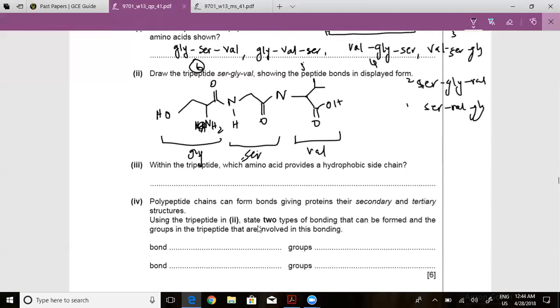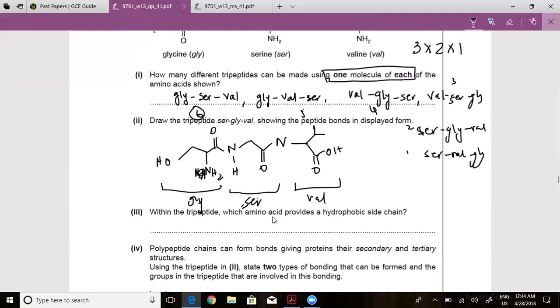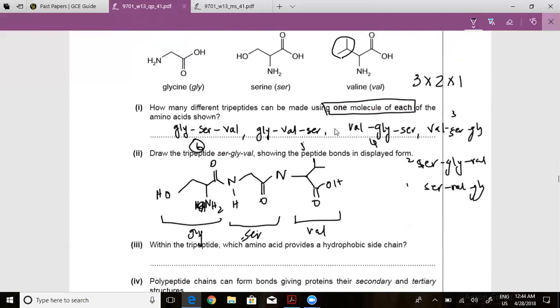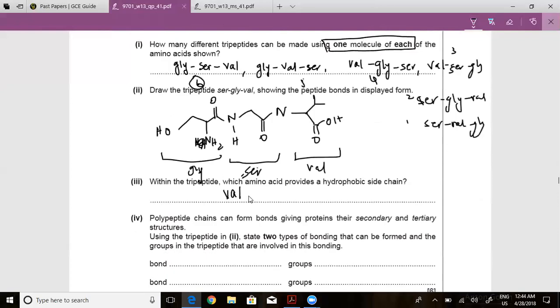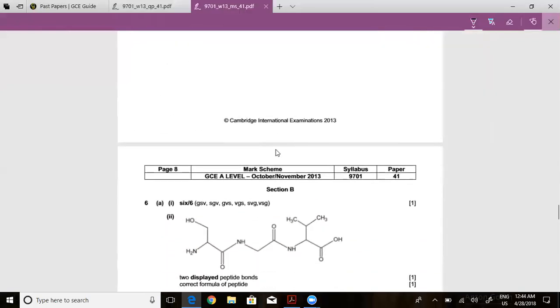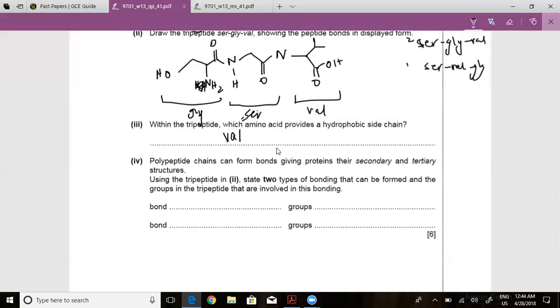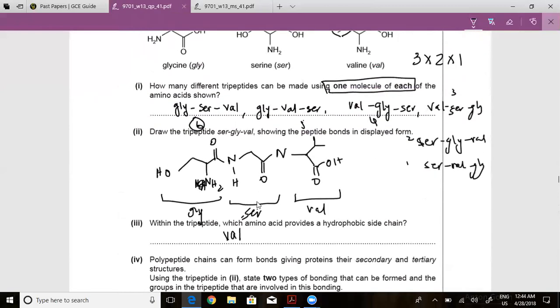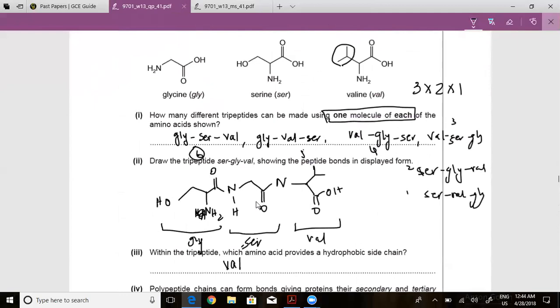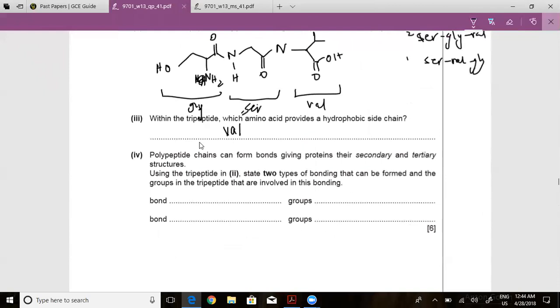Within the tripeptide, which amino acid provides a hydrophobic side chain? Hydrophobic side chain is this part, so that's Val. Why do you call it hydrophobic? Is it like scared? Hydrophobic is anything that hates water. NH2 loves water because there is a lone pair. Oxygen loves water because there is a lone pair. So anything which is purely hydrocarbon is hydrophobic. Hydrophobic means it avoids water.